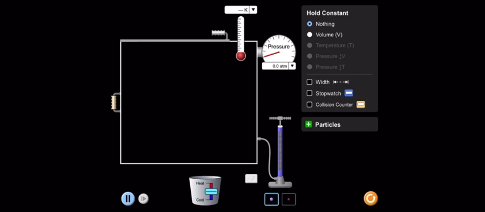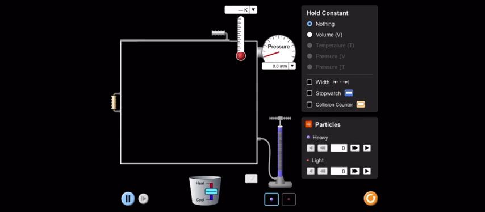So guys, as you can see, this is a container and all things can be measured. But in this experiment, we will be talking only about pressure, temperature, and volume. So no need to worry about other options, but indeed it has other facilities as well.